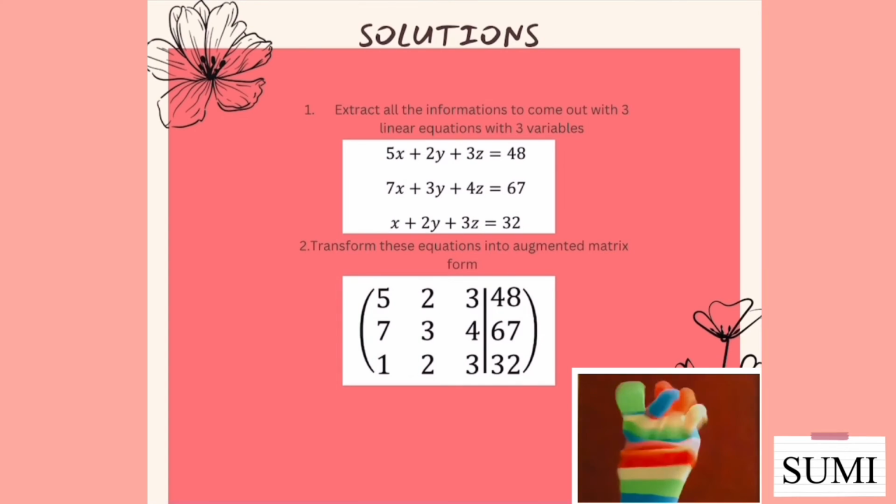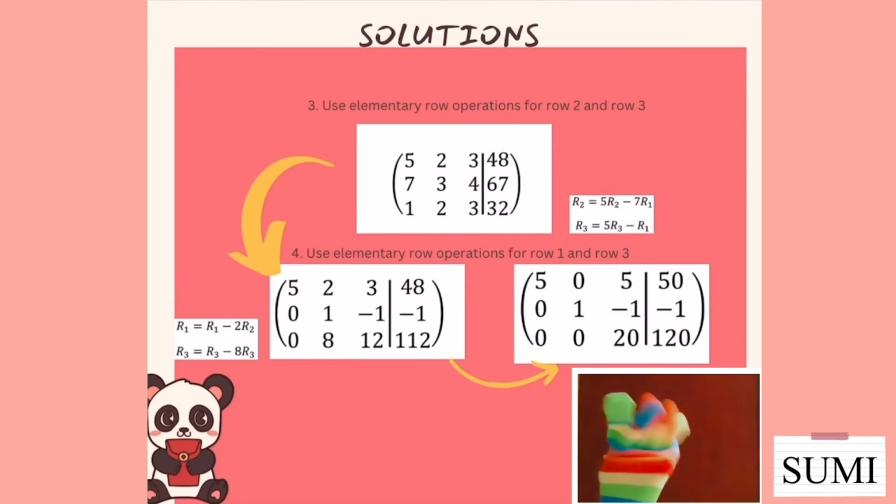First, we need to extract all the information to come up with 3 linear equations with 3 variables as shown in step 1. After that, transform these equations into augmented matrix form. When we have the augmented matrix, we can proceed to the next step. What can we do next? Well, let's use elementary row operations for row 2 and row 3, as in step 3. Then, use elementary row operations again, but this time for row 1 and row 3 in step 4.